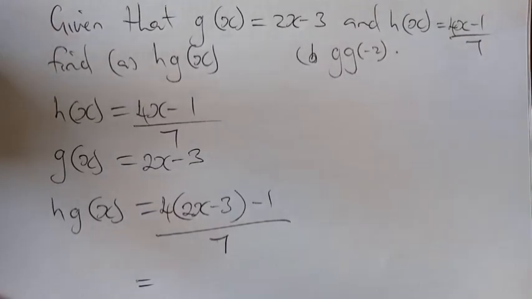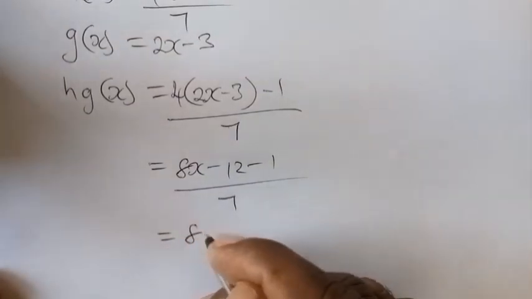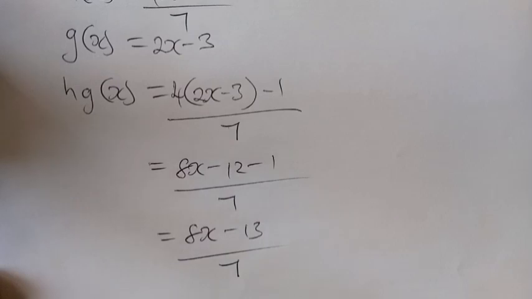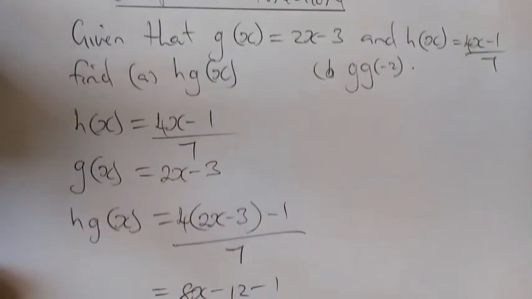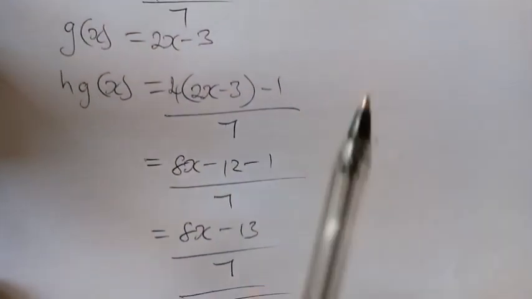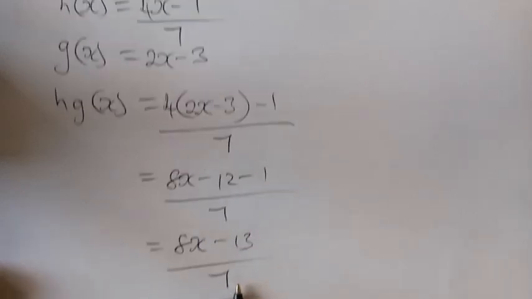Then we expand here to have 8x minus 12 minus 1, everything divided by 7. And then this is what is going to give us 8x minus 13 divided by 7. And this becomes the function hg of x. So it just becomes a formula like this one. We cannot simplify it further.